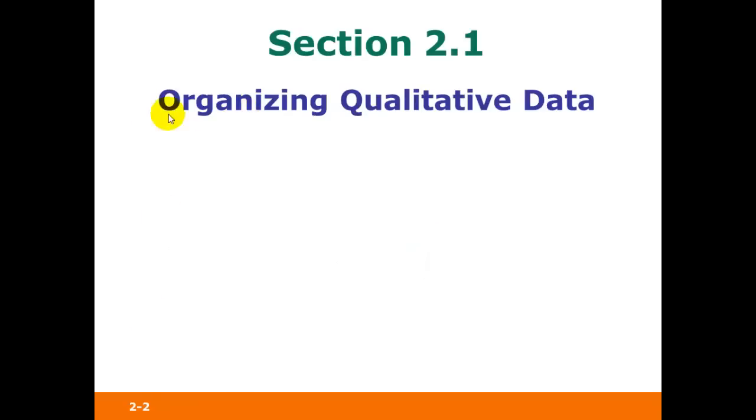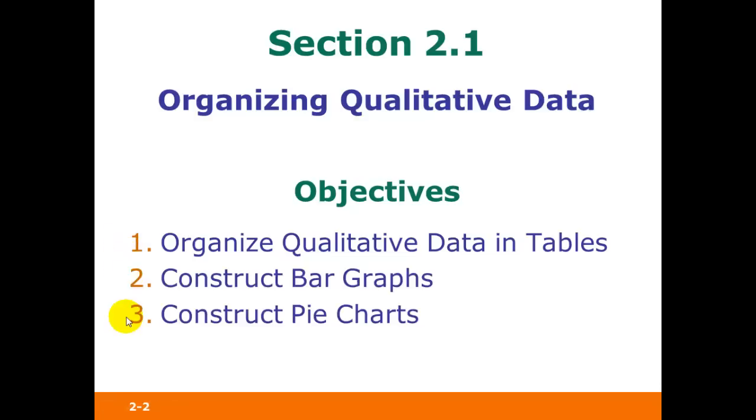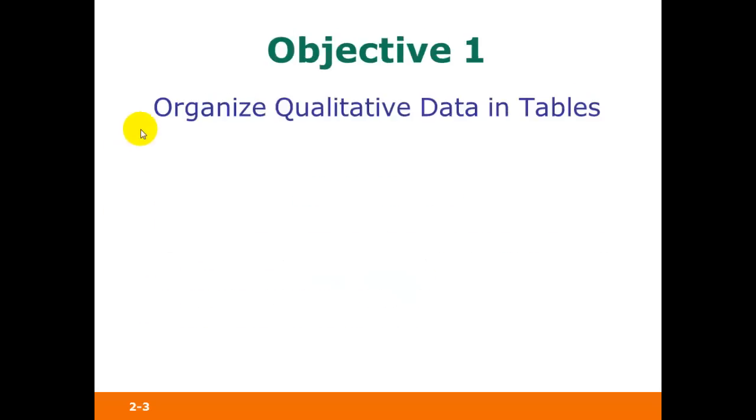So first we'll talk about Section 2.1, which is about organizing qualitative data. The objectives for this section are 1. Organize qualitative data in tables, 2. Construct bar graphs, and 3. Construct pie charts. So objective 1 is to organize qualitative data in tables.